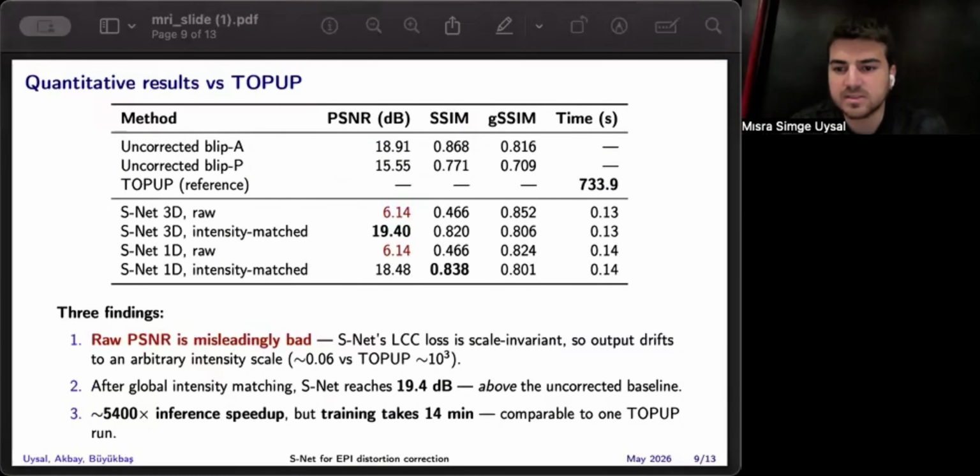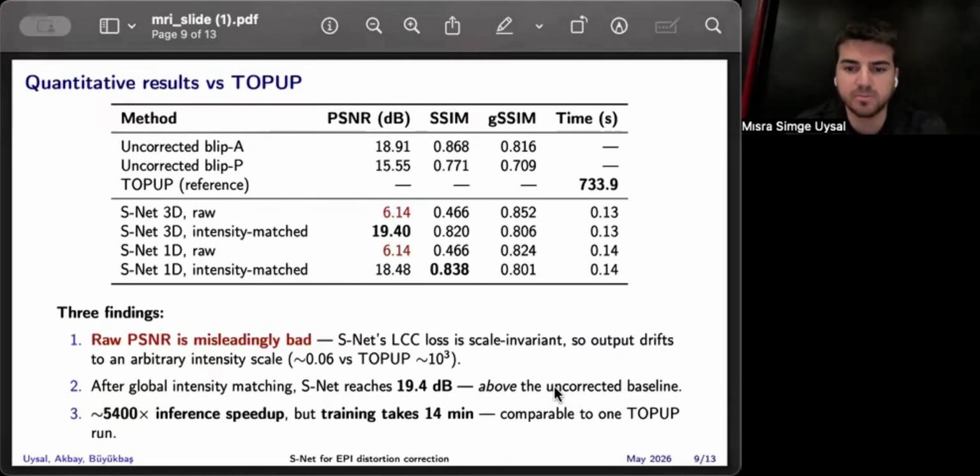Here are the quantitative results against TOPUP as the reference, computed inside the derived brain mask. The first important point is that the raw SNet PSNR looks extremely poor, 6.14 dB for both 1D and 3D. But this is misleading. SNet uses local cross-correlation loss, which is invariant to global intensity scale. So the network can produce geometrically corrected images at an arbitrary intensity level. After fitting one global gain and bias inside the brain mask, the PSNR improves to 19.4 dB for 3D and 18.48 dB for 1D. Second, gradient SSIM stays high, around 0.8, which shows that the anatomical edge structure is preserved.